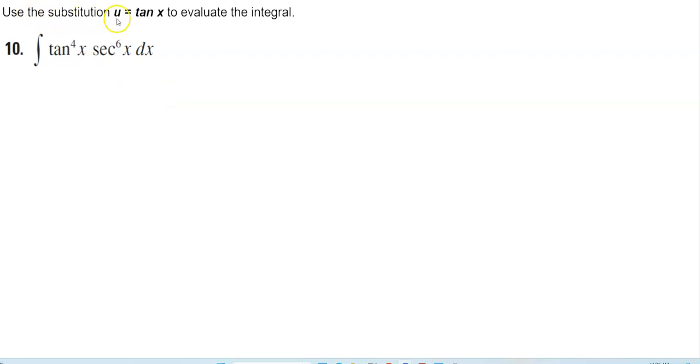Use the substitution u equals the tangent x to evaluate the following integral. The integral that we have is the tangent to the power of 4 x times secant to the power of 6 x dx. So as stated, we're going to let u equal the tangent of x.